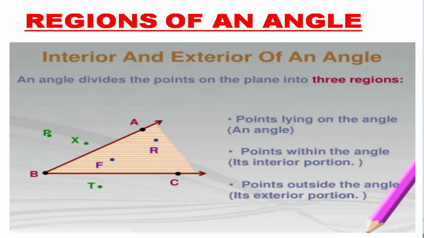Interior and exterior of an angle. An angle divides the points on the plane into 3 regions. Points lying on the angle, points within the angle, that is its interior portion, and points outside the angle, that is its exterior portion. And in the figure you can easily see the interior, the exterior and on the angle the points which are marked.